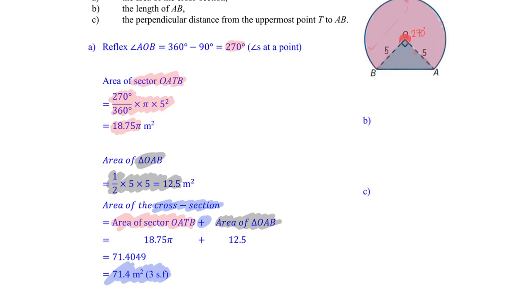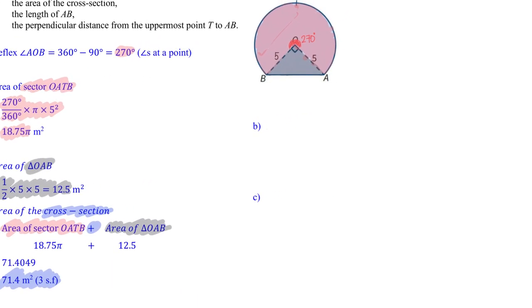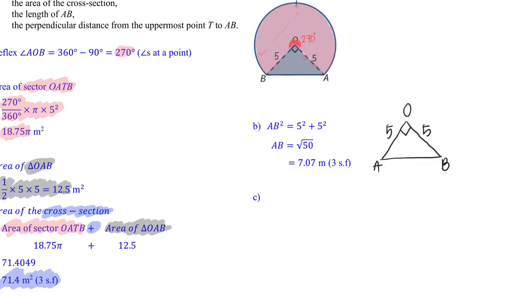Part B then requires us to find the length of AB, which, since we are looking at this right angle triangle, I would just need to apply my Pythagoras theorem. So this is pretty straightforward. After which, find the perpendicular distance from the point T to AB.